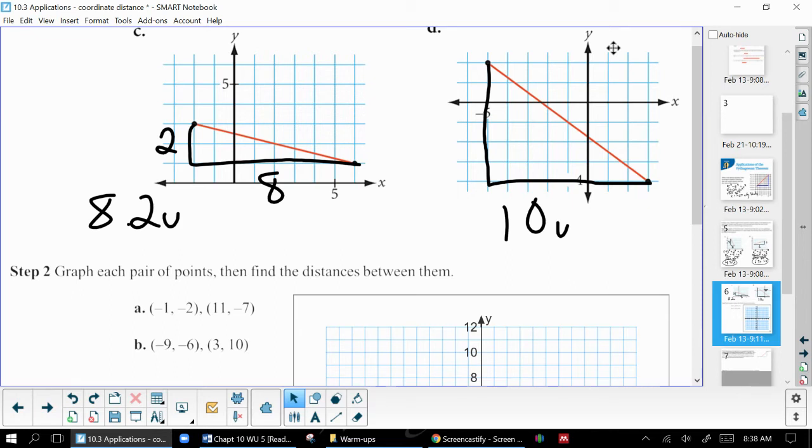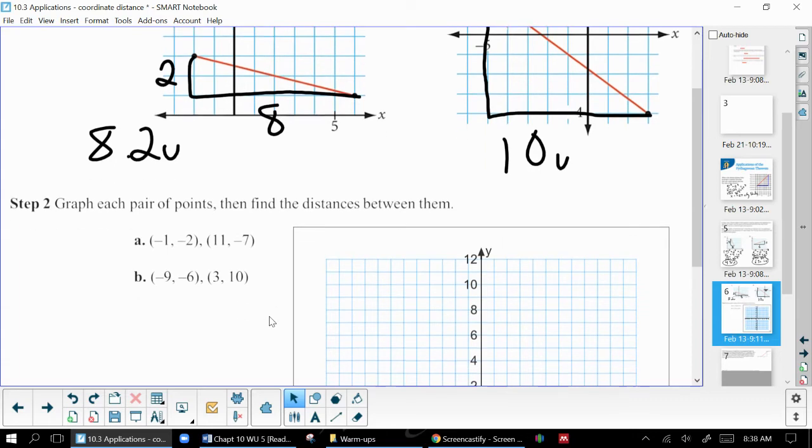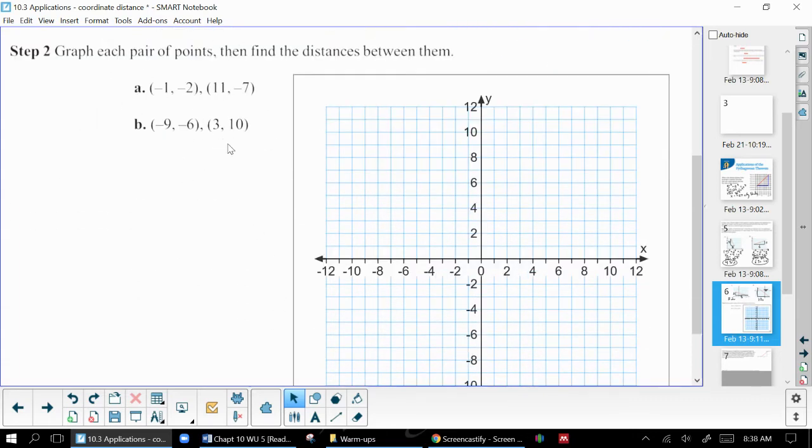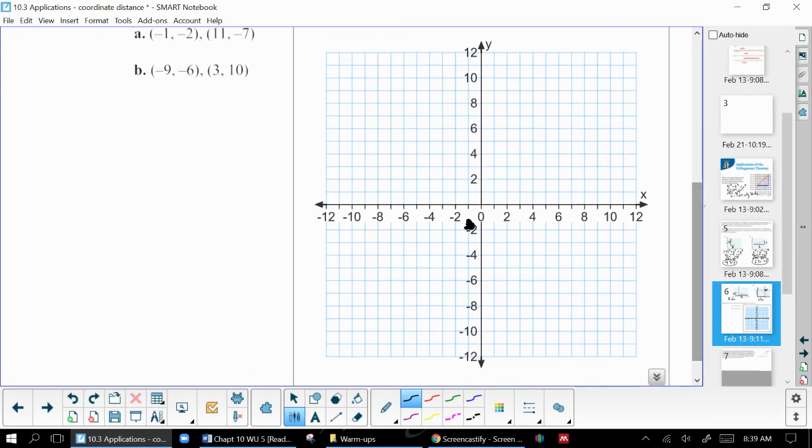But let's imagine a situation where, first of all, we might not have them on a graph. In a real life situation where you want to know the distance between 2 places, you might just have the coordinates listed, and you might need to find a way to find the distances. Well, one option would be to just graph them. So if I had the point -1, -2, I could grab my marker here and just plot that point right there. That's -1, -2. And then I've got 11, -7, which is way down here.